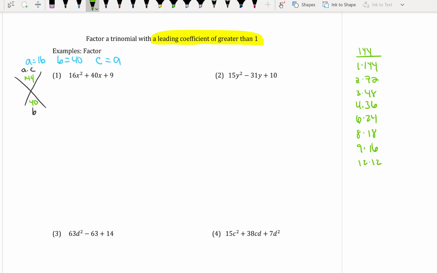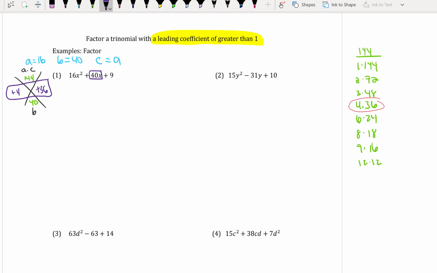Now, out of the complete list here, which pair is going to give me a positive 40? So let's see. Well, it looks like 36 plus 4. If I have a positive 4 plus a 36, that will give me a positive 40. So that is exactly what I want. So it's a positive 4 and a positive 36.